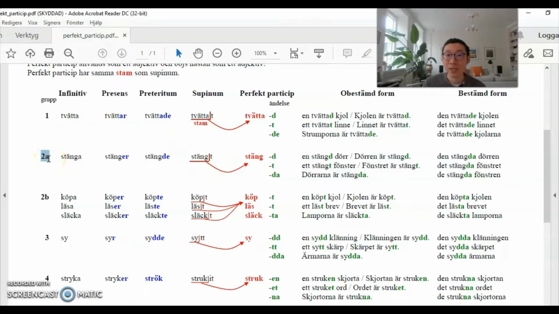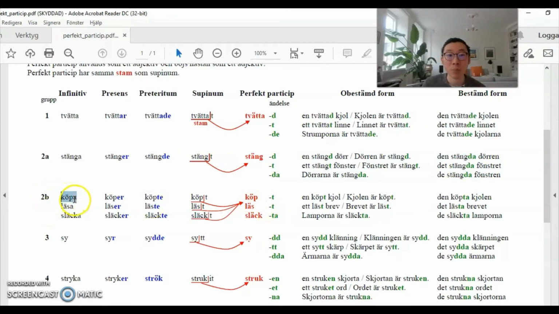For group 2A, it's a little bit different. Så till exempel vi har stänga, stänger, stängde, stängt. Now we borrow the root stäng and we create perfect particip, the adjective form. Stängd, stängt, or stängda. So you see in group 1 we have de for plural form. For group 2A we have da for the verb group. So en stängd dörr, a closed door. Ett stängt fönster, a closed window. Dörrarna är stängda, the doors are closed. Så stängda, plural form. Den stängda dörren, the closed door. So stängda is also for definite form.